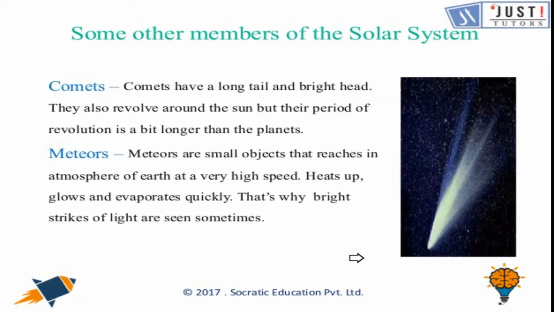Well, comets have a long tail and bright head. Comets are usually made up of dust and ice and are not seen that frequently. They can be seen from time to time. And if we talk about meteors, they are small objects that reach the atmosphere of Earth at a very high speed. They are small enough to burn up completely as they travel through the atmosphere.